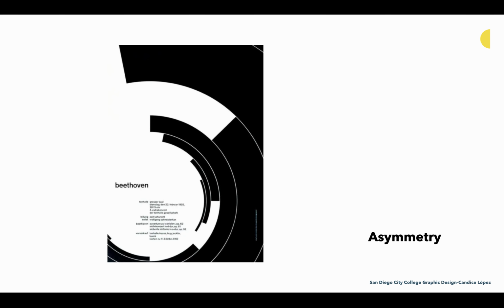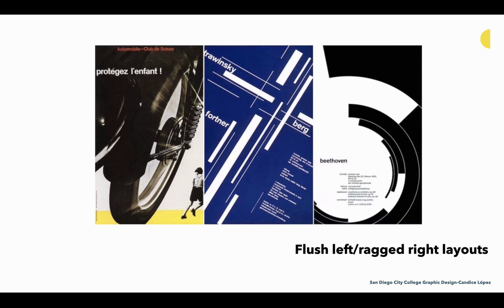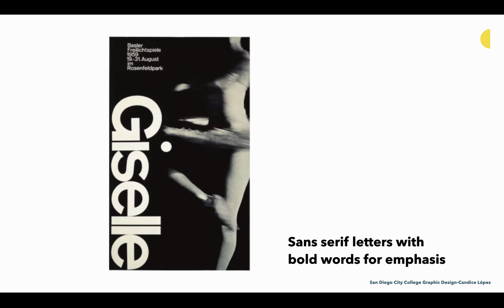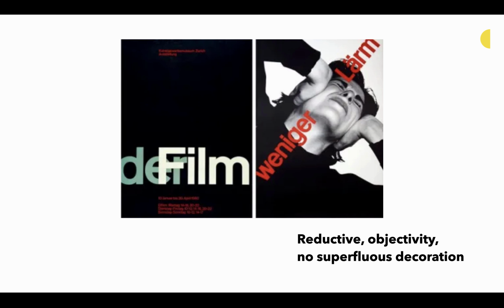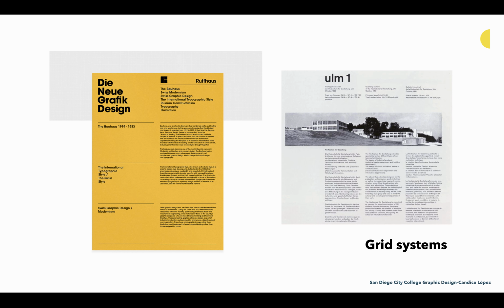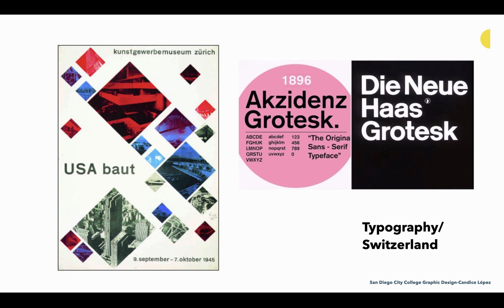We've got asymmetry. We've got flush left, ragged right layouts. And sans serif letters, so letters without feet, with bold words for emphasis. It's very reductive, objectivity. There isn't any superfluous decoration. And a big thing that helps identify it are grid systems. The grid is really big. If it's a poster or it's an ad, anything, we'll see the grid.